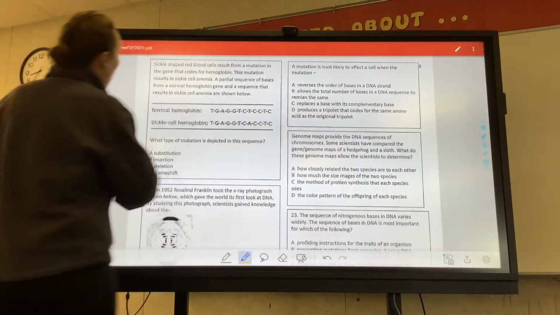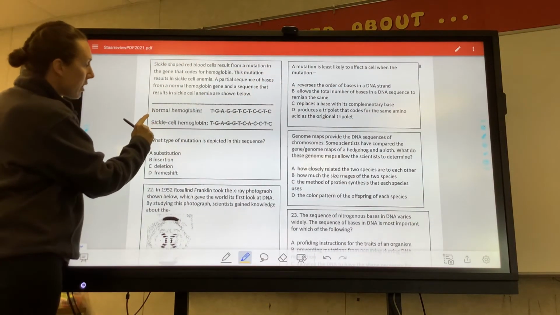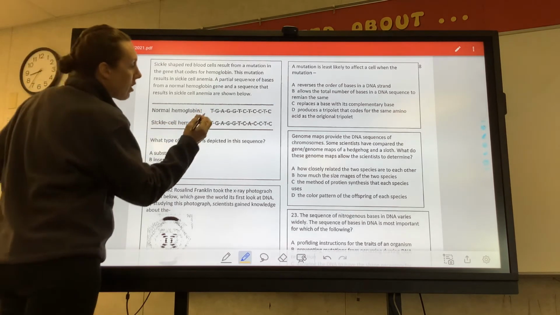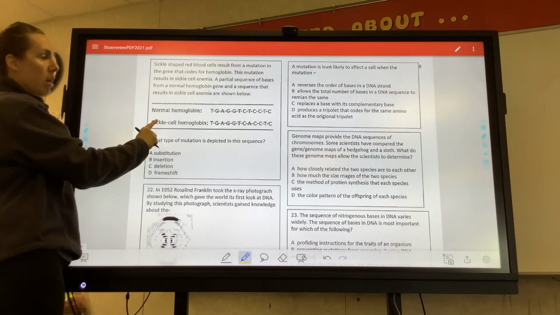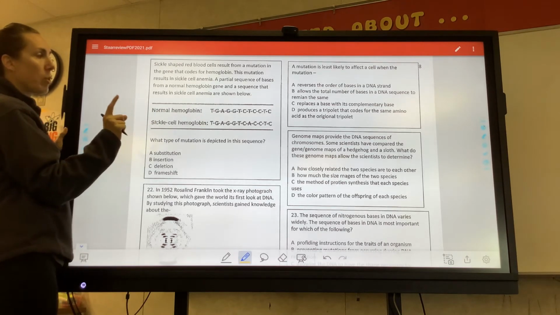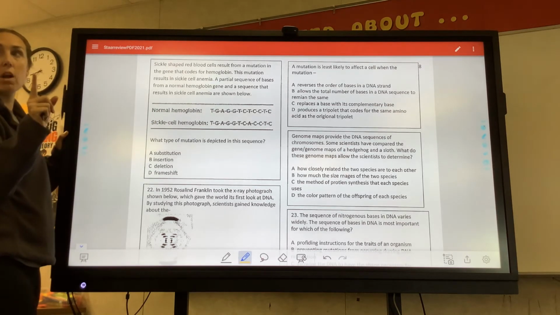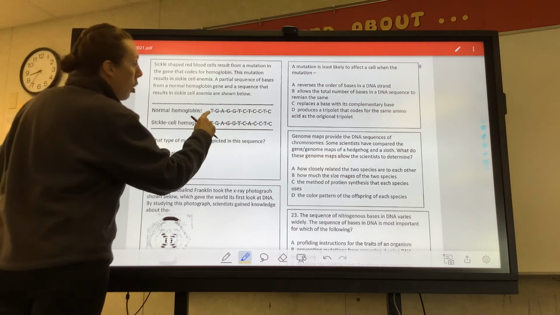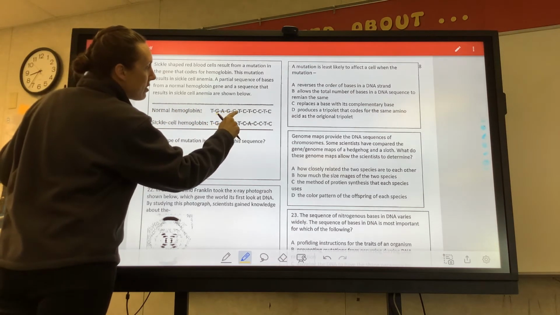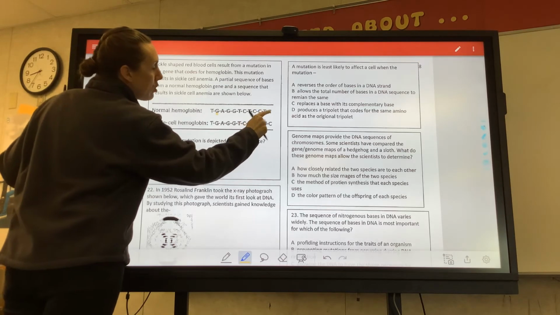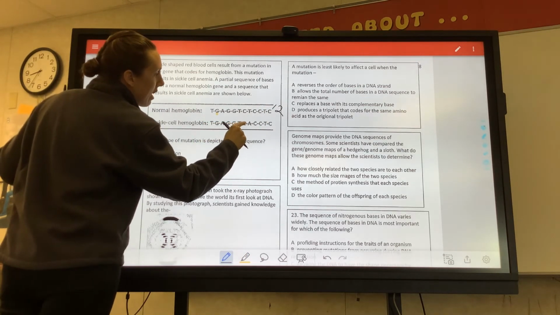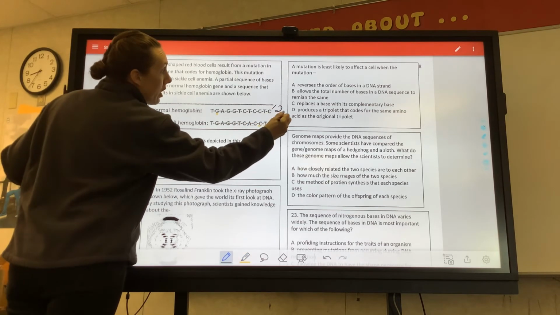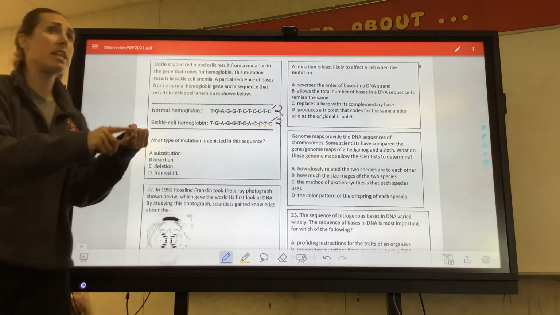Okay, so up here, normal and sickle cell. First off, if you ever get two codes and they say here's normal, here's sickle, the first thing you need to do is always count them. That is the easiest way to figure out what kind of mutation it is. So look up here. 1, 2, 3, 4, 5, 6, 7, 8, 9, 10, 11, 12. 1, 2, 3, 4, 5, 6, 7, 8, 9, 10, 11, 12. Good. So if it's the same, was anything added?